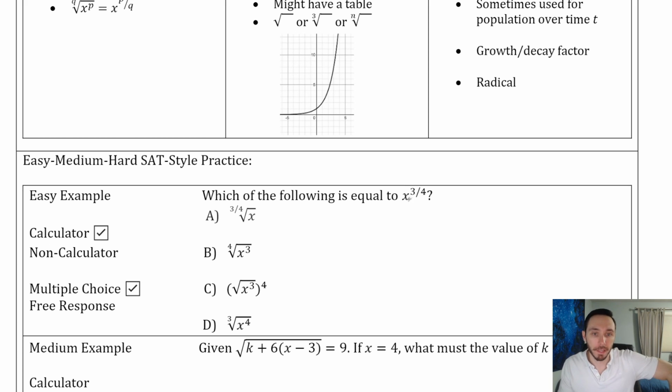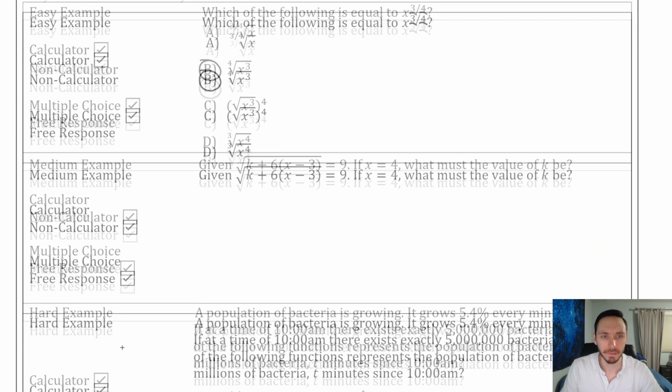Same idea over here. If I have this exponent of 3 over 4, this will be the 4th root of x to the 3rd. So this is just by definition. Other way around. This is just this guy by definition. Very easy to flip-flop that. This is your root. This is your exponent. Choice B. Keeping you on your toes.